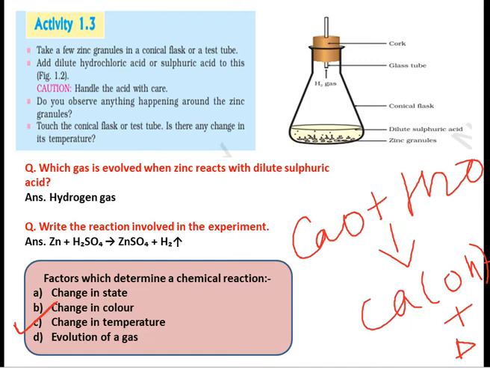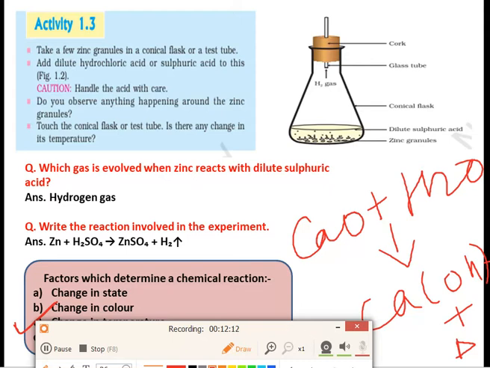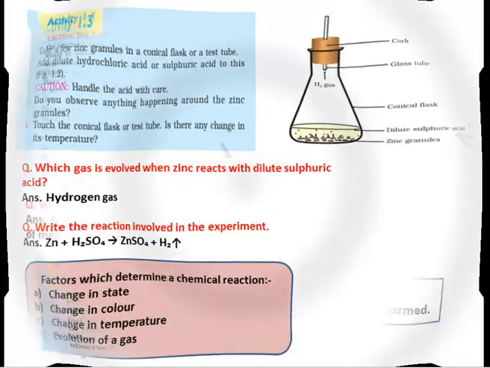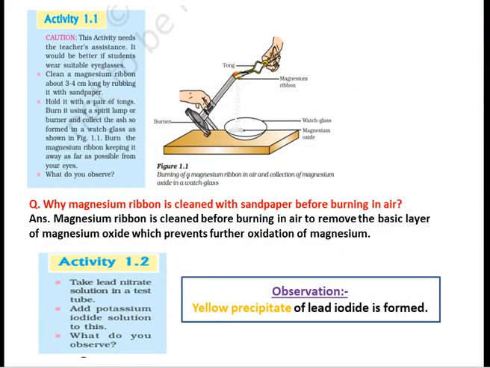Evolution of a gas: already we have seen in the above experiment that when a metal reacts with any acid, hydrogen gas will be liberated, right? So these are the factors which determine a chemical change. Also sometimes a precipitate is formed in the reaction, as we have seen in activity number 1.2. When lead nitrate reacts with potassium iodide, we get a yellow precipitate of lead iodide. So this factor also determines the chemical reaction.